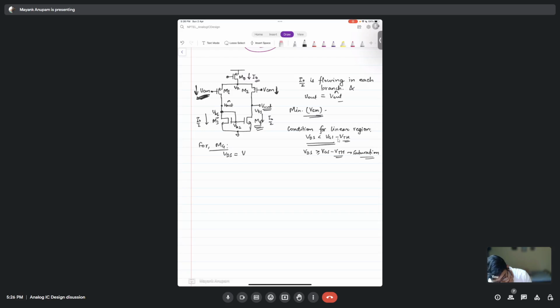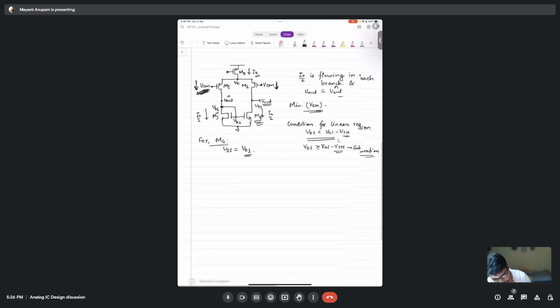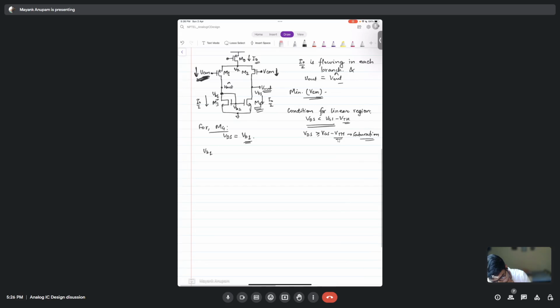VB1. Correct? Yes sir. Now, is VB1 dependent upon VCM in any manner? No sir. How will you find VB1? VB1 is found from (VB1 minus VTH) the whole square times W by L, with mu n Cox, equal to I naught by 2, isn't it? So from here you will find VB1. So VB1 is not dependent upon VCM, isn't it?